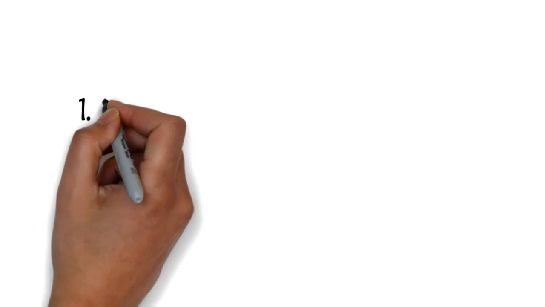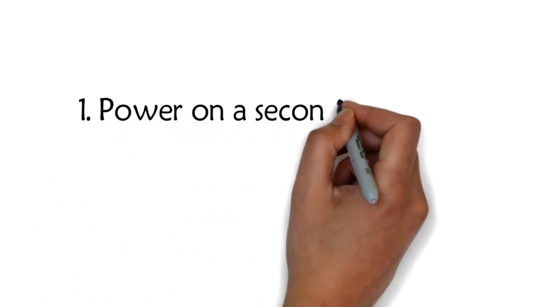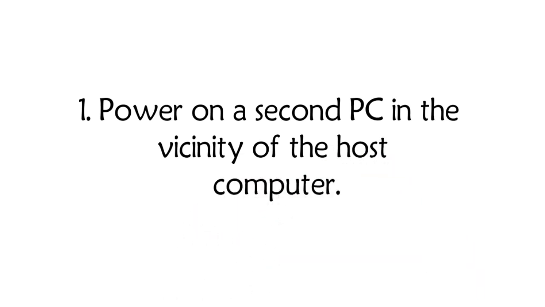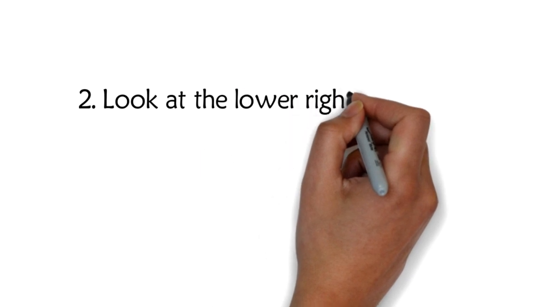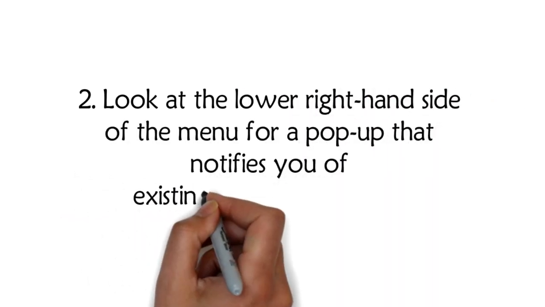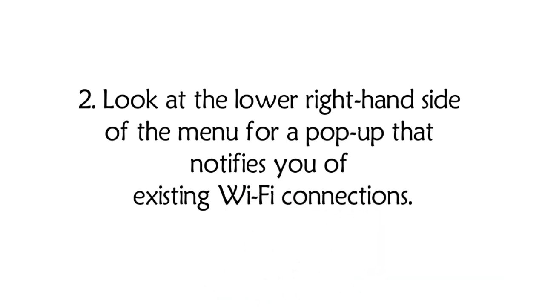How to connect other computers. 1. Power on a second PC in the vicinity of the host computer. 2. Look at the lower right-hand side of the menu for a pop-up that notifies you of existing Wi-Fi connections.